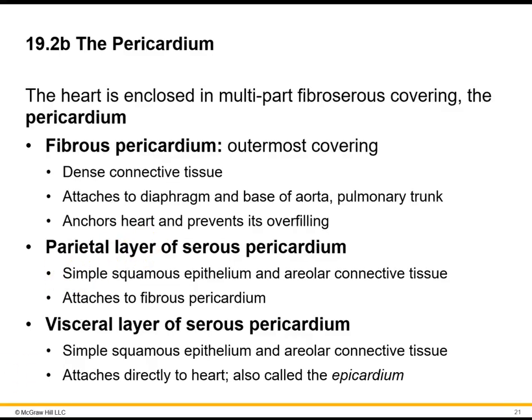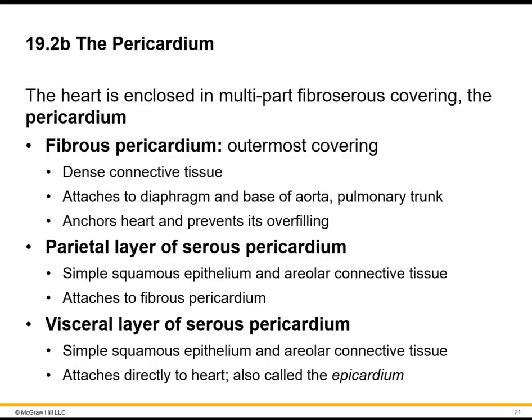Next, you have the serous pericardium, and you have two layers of that, the parietal layer, or the outermost layer, and the visceral layer, or the innermost layer. Now, the parietal layer is going to consist of simple squamous epithelium and areolar connective tissue, and that's all attached to the fibrous pericardium. The parietal layer of the serous pericardium then kind of folds back onto itself and becomes the visceral layer of the serous pericardium.